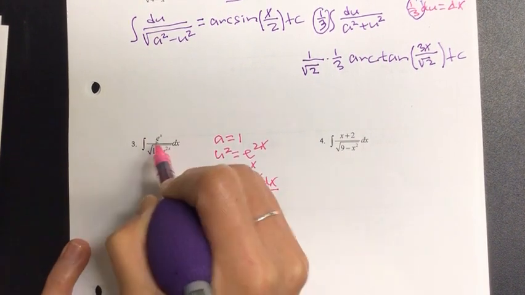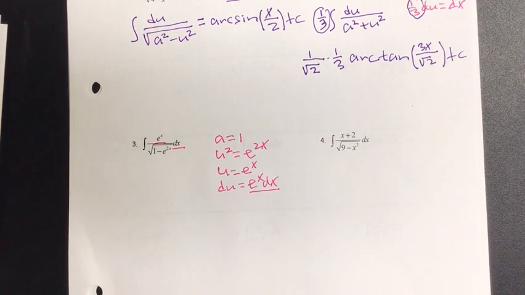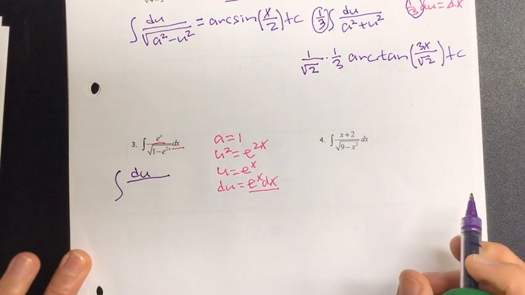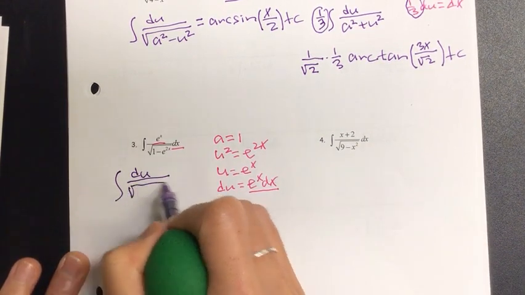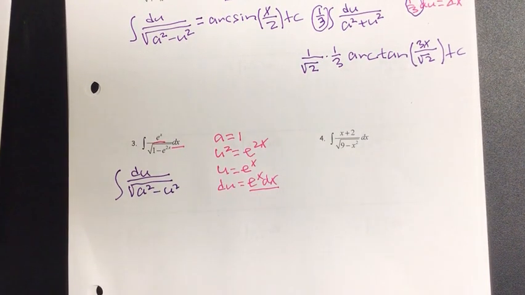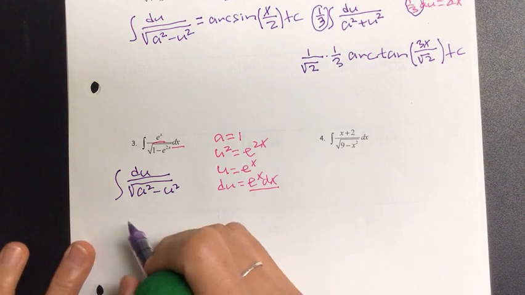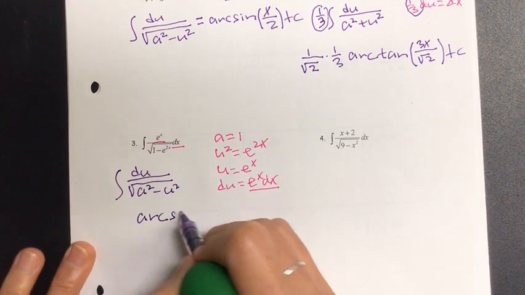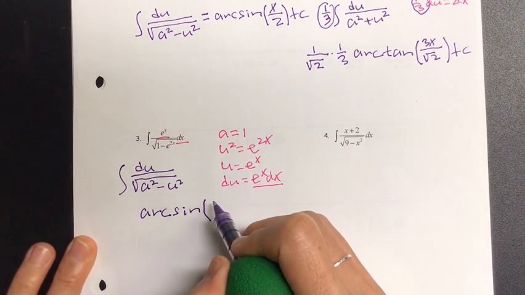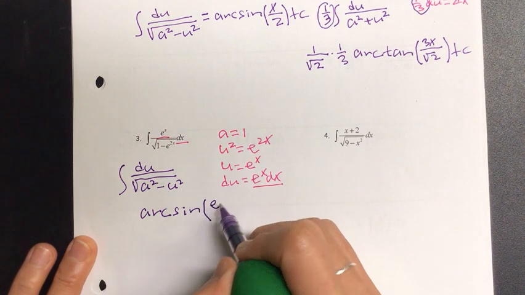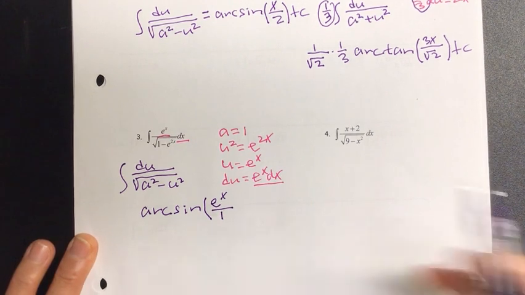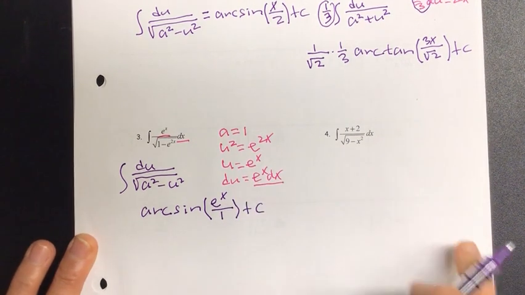And it looks like I have everyone satisfied. So let's rewrite it. So I have the integral of du over, and again, I'm going to leave it in terms of a and u. So when I do, we're looking at arcsine. So if you look at the formula above, arcsine has what over what? u over a. So my u is e to the x. And what about our a? Is that 1 really needed? Not really. Plus c, and we're done.